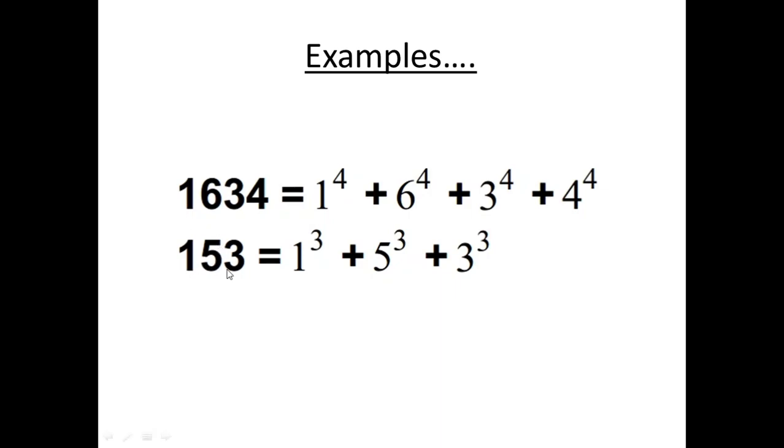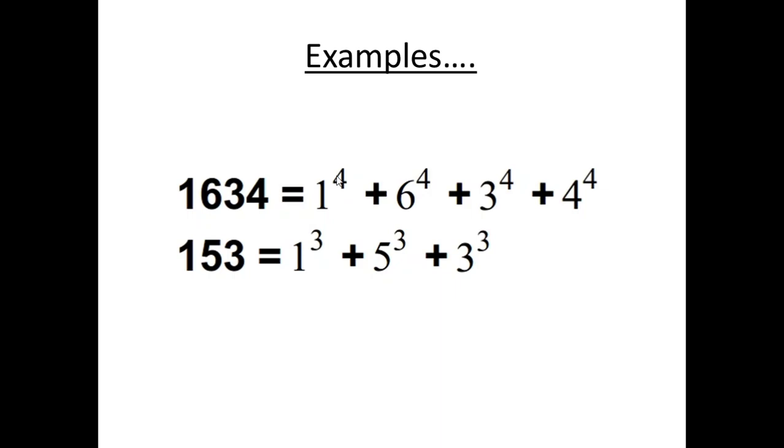In case of 153, it is 1 cube plus 5 cube plus 3 cube, which is equal to 153 itself. So this is also a narcissistic number. In case of a 5-digit number, you have to raise the digits to the power of 5. In case of a 10-digit number, you have to raise the digits to the power of 10. So that is the catch point we have to take care of here.